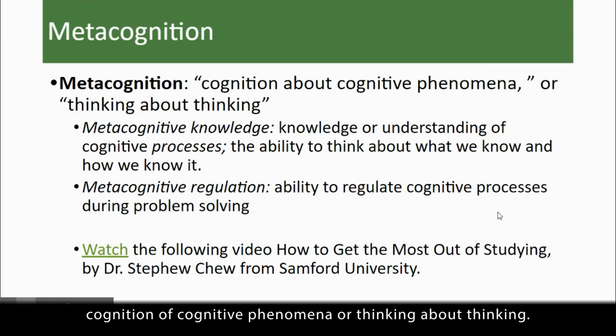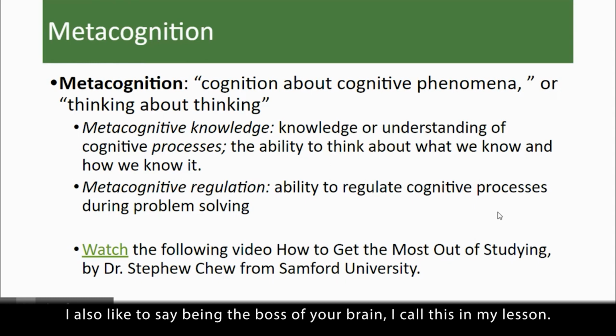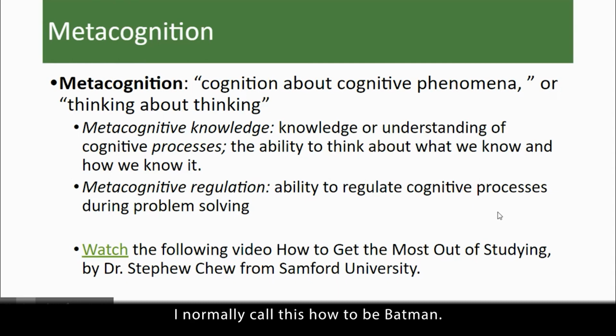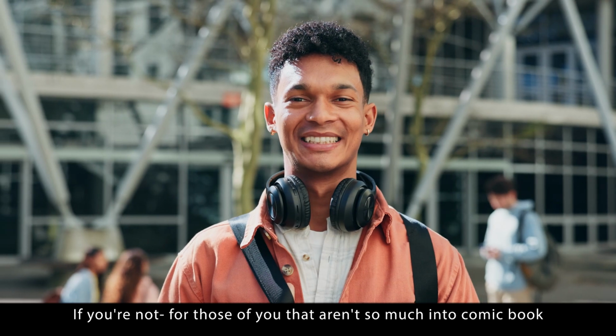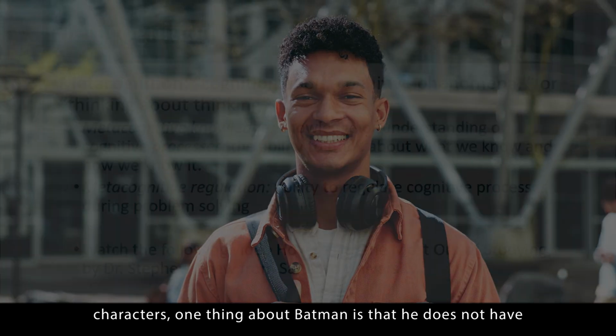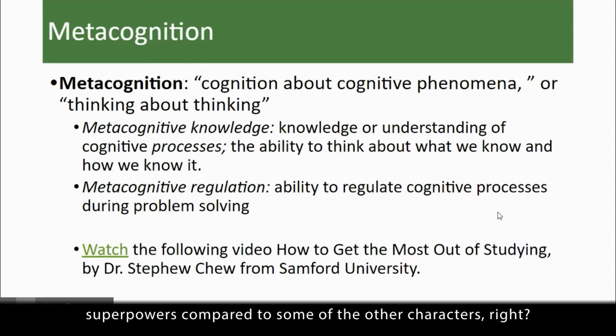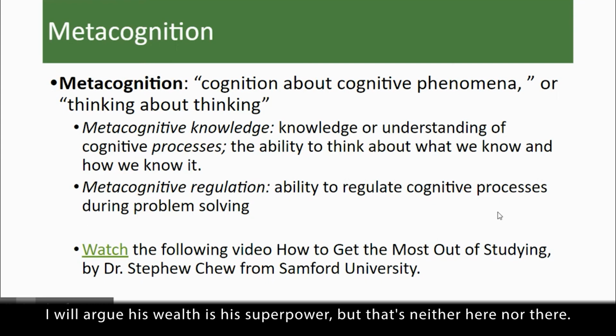Cognition of cognitive phenomena, or thinking about thinking. I also like to say being the boss of your brain. I normally call this in my lesson how to be Batman. For those of you that aren't so much into comic book characters, one thing about Batman is that he does not have superpowers compared to some of the other characters, right? He doesn't have super strength, he doesn't fly, turn invisible, any of that. Some will argue his wealth is his superpower, but that's neither here nor there.